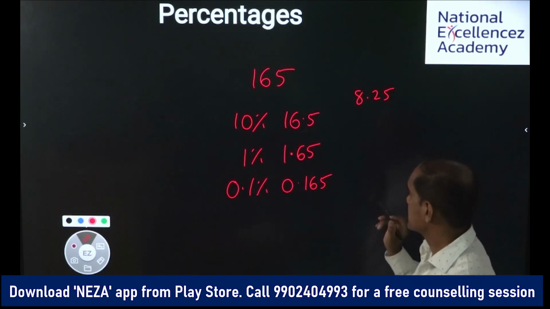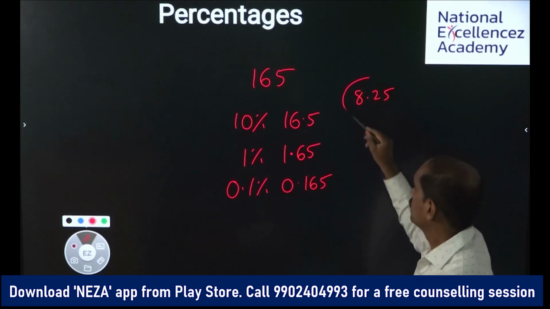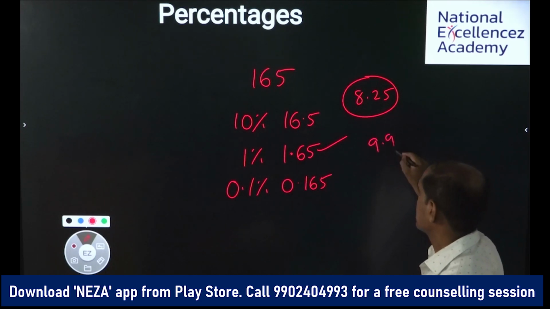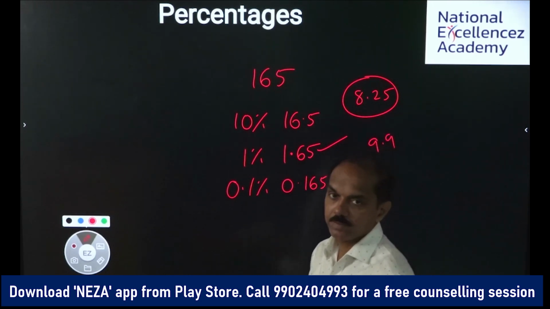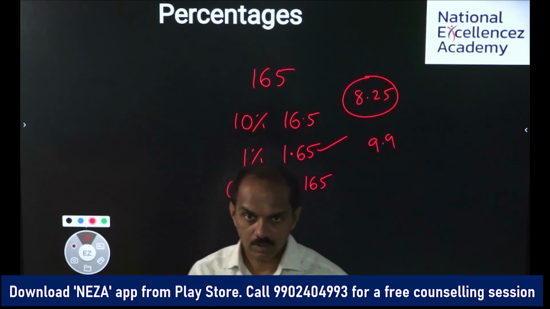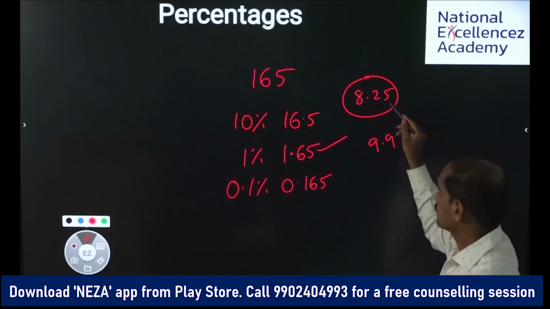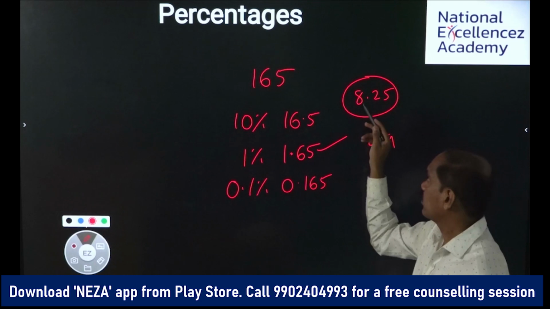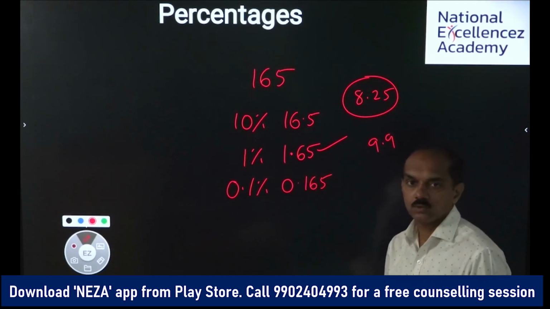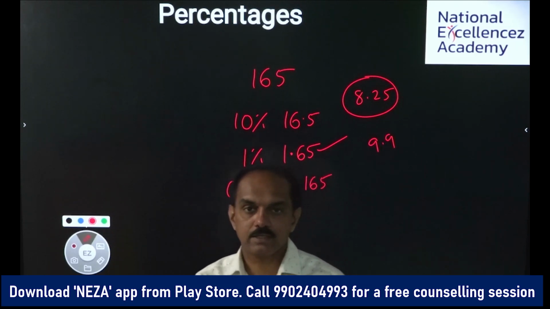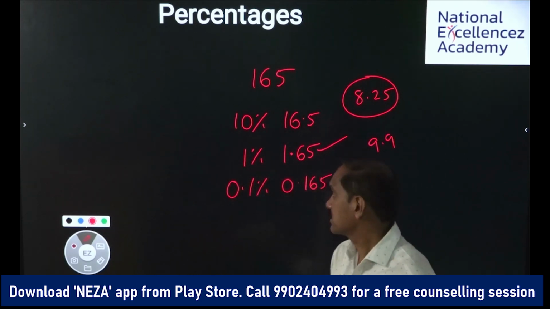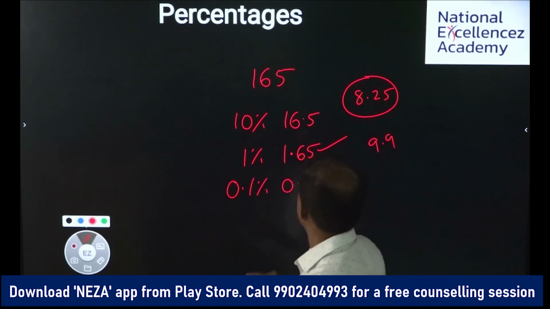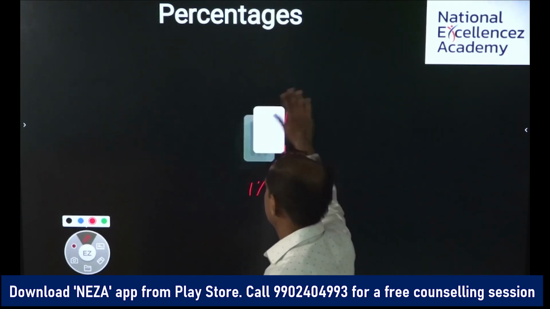Okay. If we say 6%, 5% is ready, 1% is ready, just add them. You will get 6%, which is 9.9. 6% of 165 is 9.9. How did you manage? First find out 5%, then 1%. Just add them to get the answer. 8 rupees 25 paise and 1 rupee 65 paise. Just add them to get 6%, which is 9.9. 9 rupees 90 paise means 9.9, right? So all these are the basics.